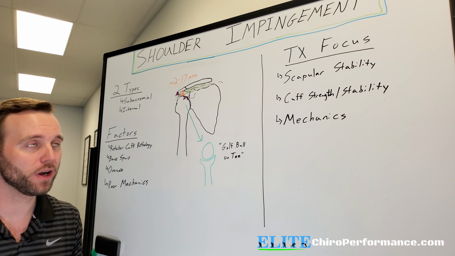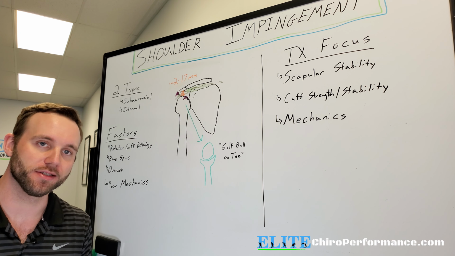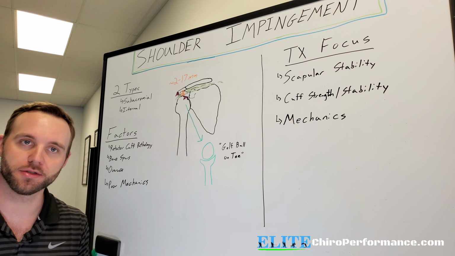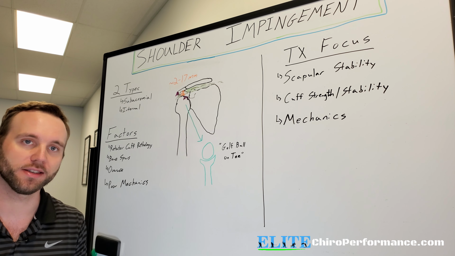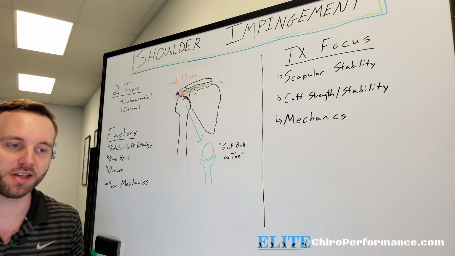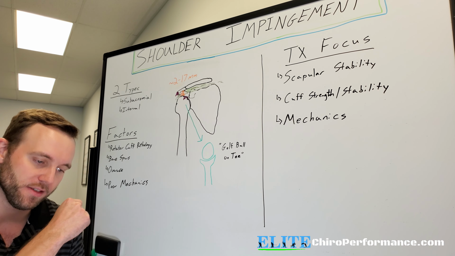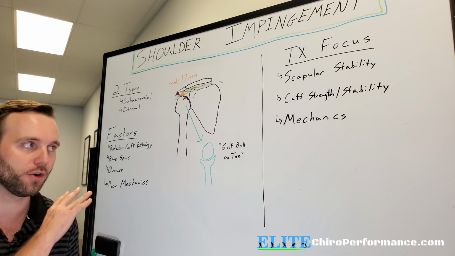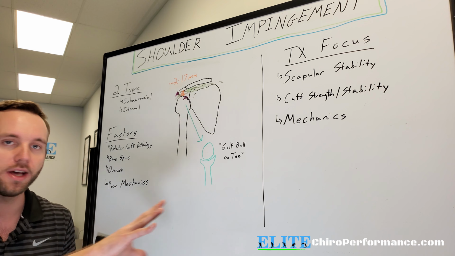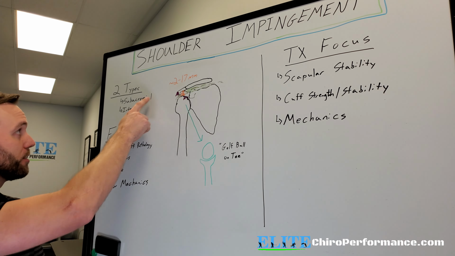We see that a lot with overhead athletes. I'd say swimmers and throwers, especially baseball pitchers, are really going to see that. That's going to involve more of the biceps tendon, the labrum, the things in the joint, okay? So totally different prognosis, all that's different when it comes to that. So the focus today is subacromial.